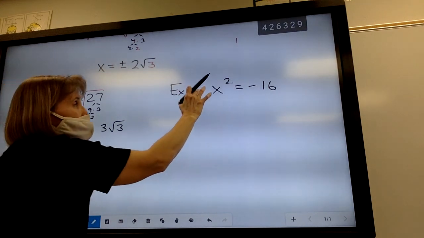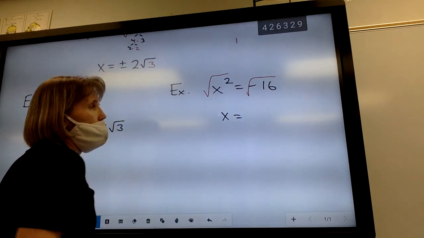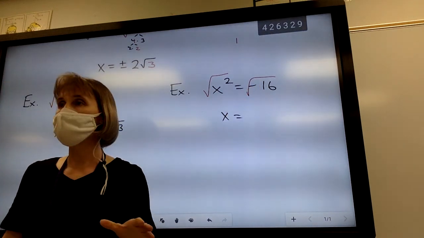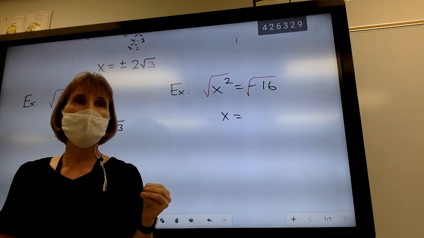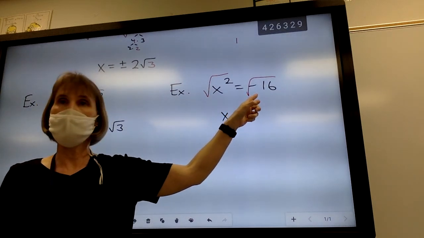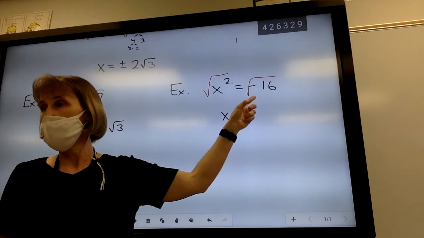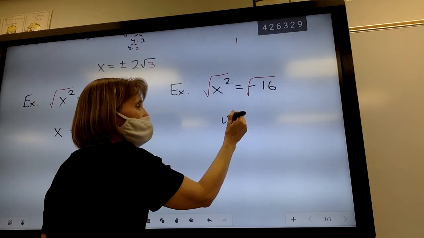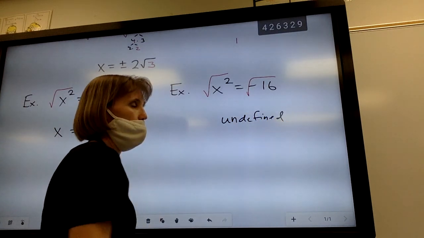When I attempt to take the square root of this, can I take the square root of a negative value? No. There's no number that you can take times itself and get a negative answer. Positive 4 squared is positive 16, not negative 16. And negative 4 squared is also a positive 16, not a negative 16. So this we would say is undefined, or we can't do it, not possible.